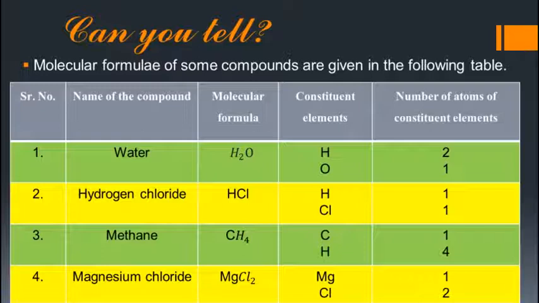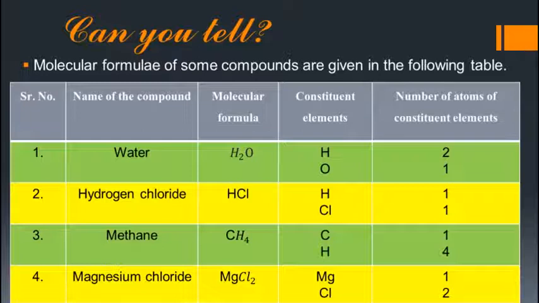So what will be the constituent elements? It will be C for carbon and H for hydrogen atom. So the number of carbon atoms present in methane is 1 and the hydrogen atoms are 4. So the subscript for hydrogen is 4.